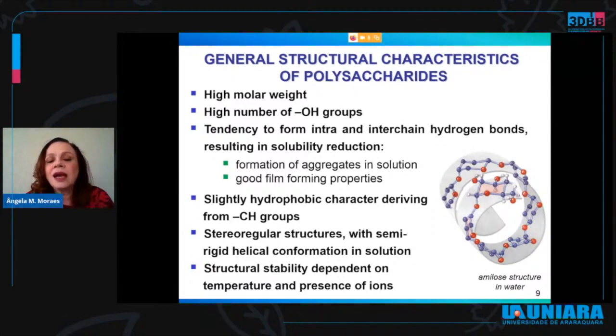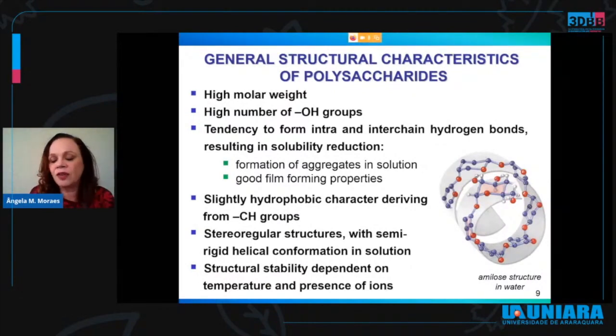They are also slightly hydrophobic because of their CH groups. They form stereoregular structures with semi-rigid helical conformation in solution, as we show here for amylose structure in water. And their stability can be dependent on the temperature, such as in the case of carboxymethylcellulose, or dependent also on the presence of ions, such as alginate, in the presence of calcium ions that can form a gel.